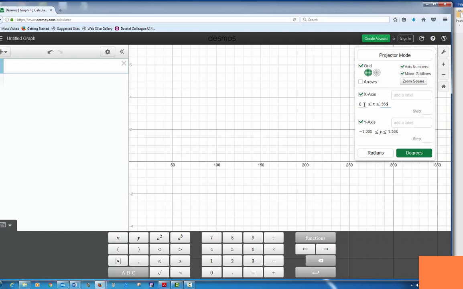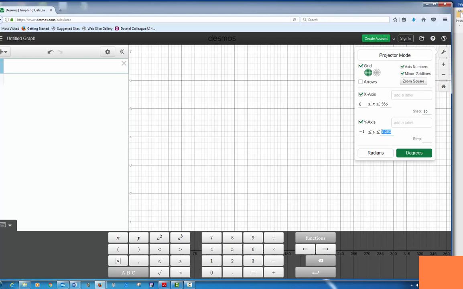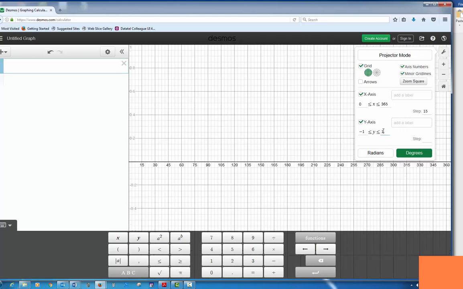I could even go from negative 360 to positive 360, but you want to look at that and make sure that you can see it all. And step is where you can see, like over here it's going from 50 to 100. Maybe I want to do 15 so that it'll go by 15 degrees as I look at it. And on my y-axis, if you've done your reading, you know that sine and cosine go from -1 to +1. So I'm going to put -1 to +1 on here just to look at it.